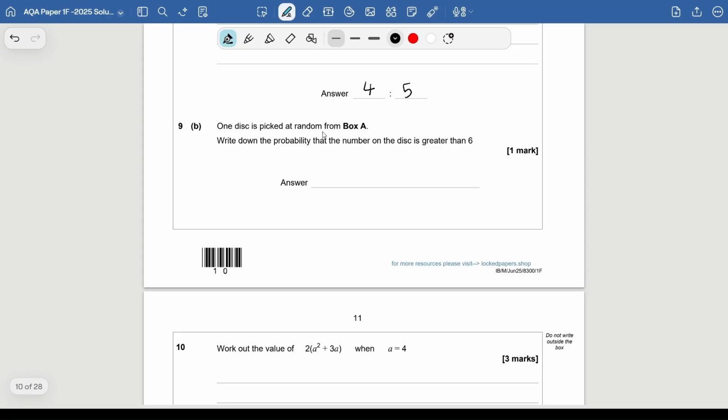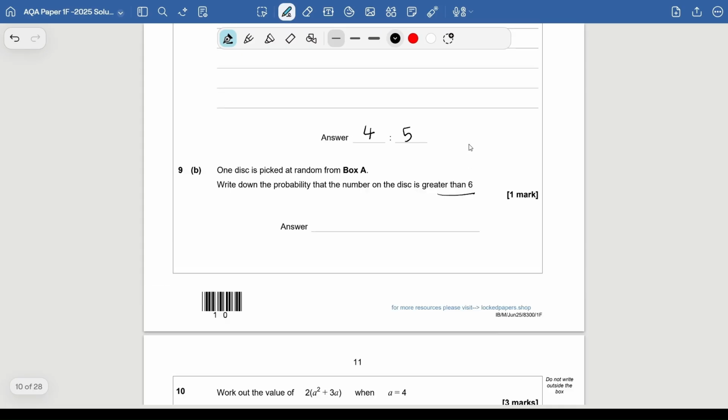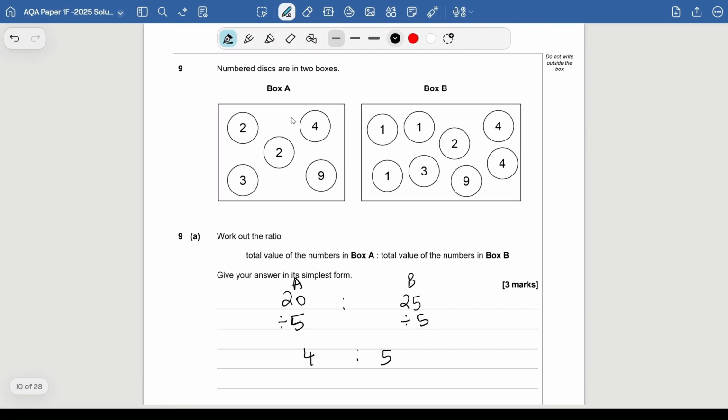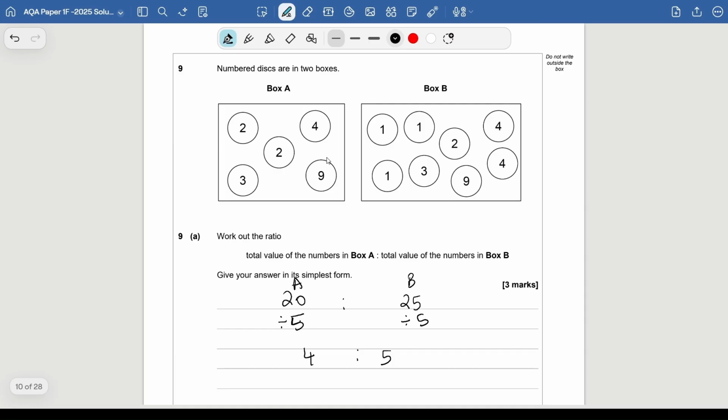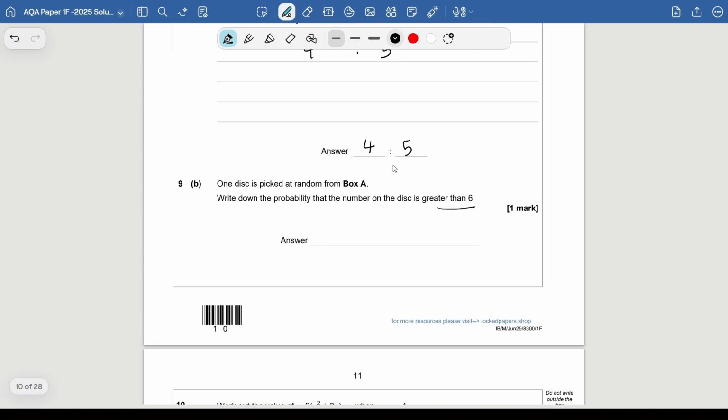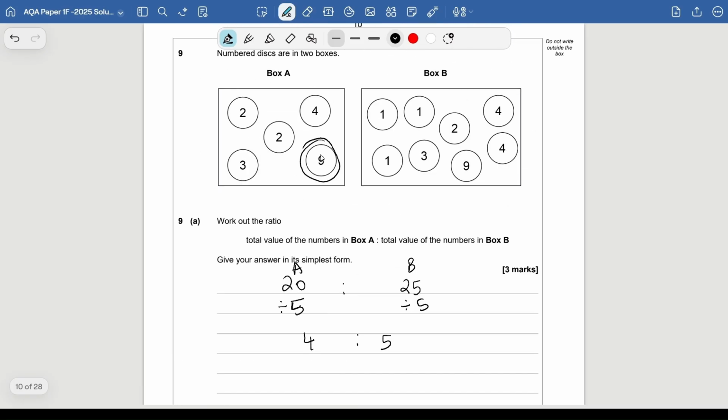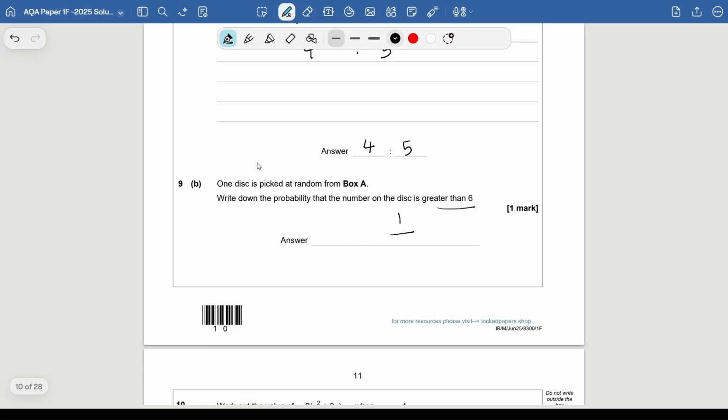One disc is picked at random from box A. Write down the probability that the number on the disc is greater than 6. So in box A, how many of them have got a value more than 6? So we see only one of the discs, the one numbered 9, is having a value more than 6. So it's 1 out of a total. Total, how many discs are there? We've got 5 of them. So the probability will be 1 over 5.